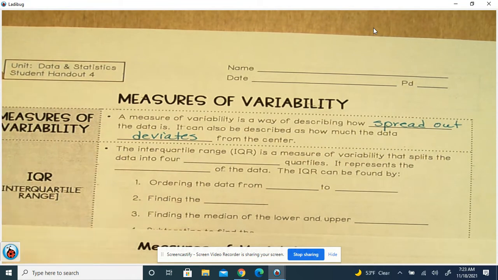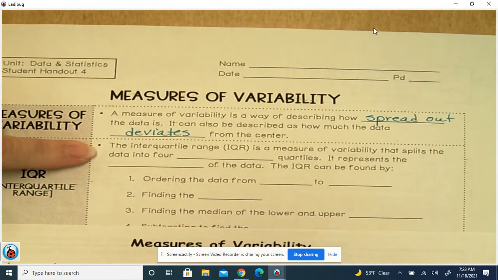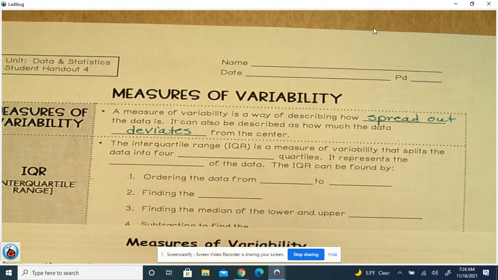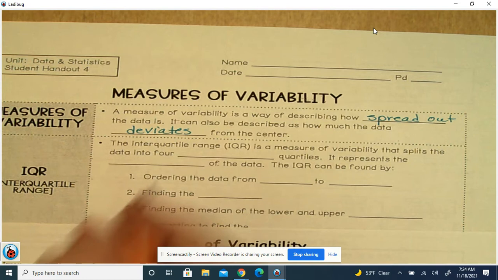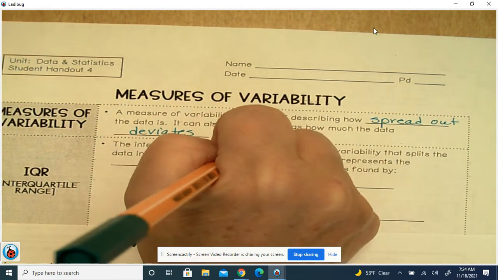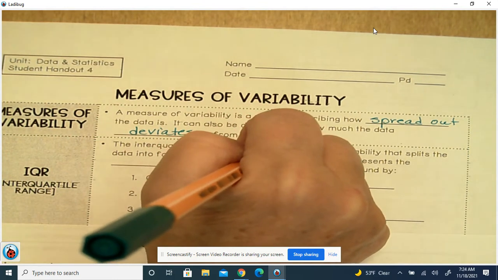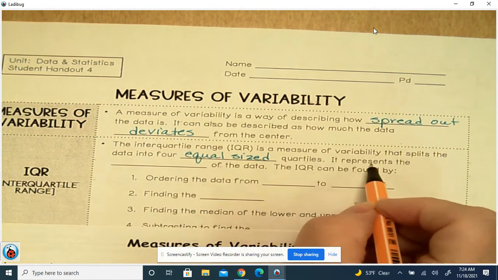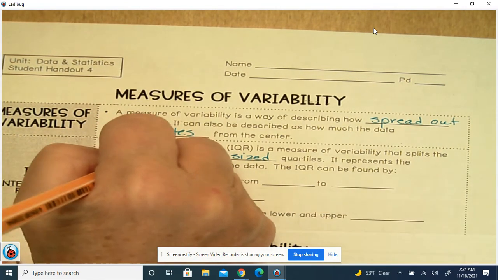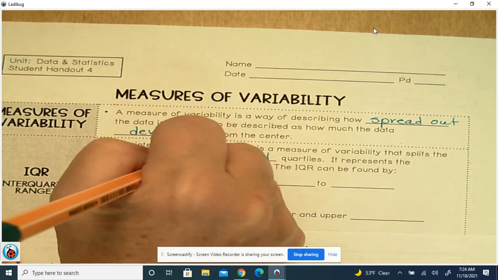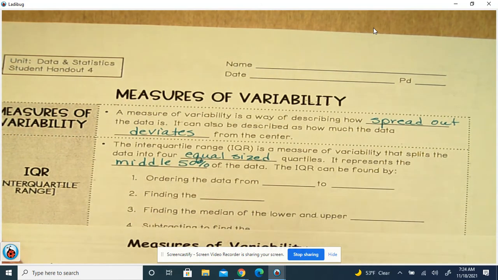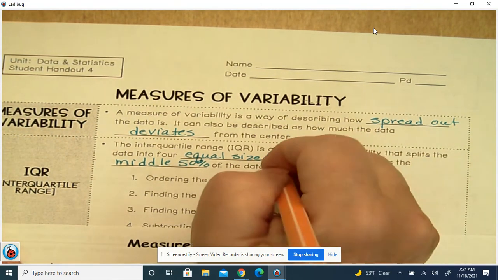The interquartile range, and we're going to talk about this down here too in a minute in the vocabulary that I have. The interquartile range, or the IQR, is a measure of variability that splits the data into 4 equal-sized quartiles. It represents the middle 50% of the data. The IQR can be found ordering the data from least to greatest.